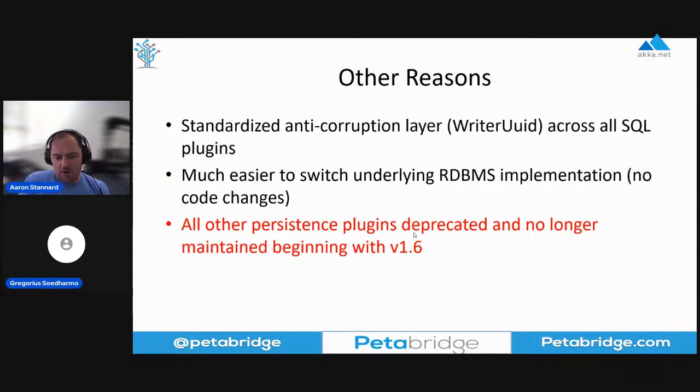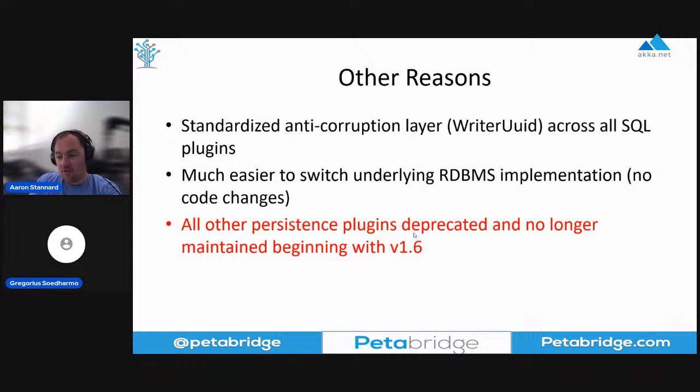But that's kind of what we're working on for the rest of this year. Akka.NET 1.6, we're planning on starting work on that in Q1 of next year. And once that sprint to get Akka.NET 1.6 developed is complete, we will be deprecating all the older Akka.Persistence plugins. You probably will have about a year before you need to worry about that.